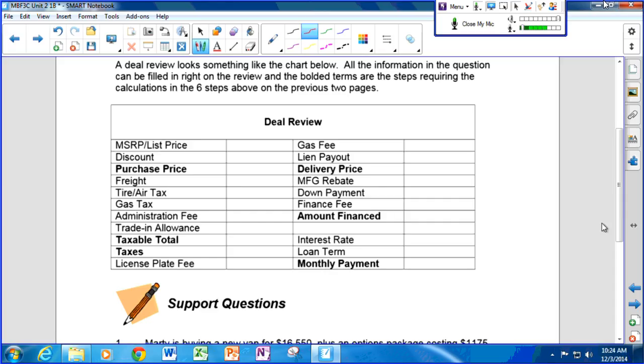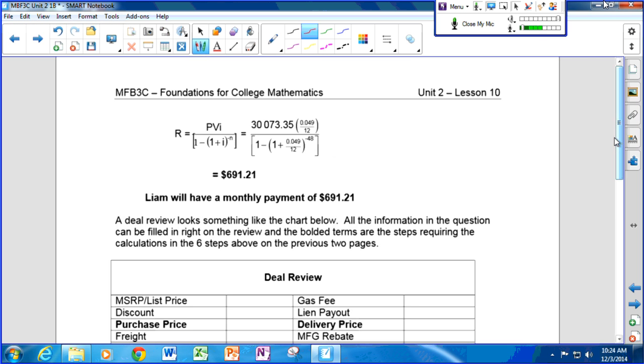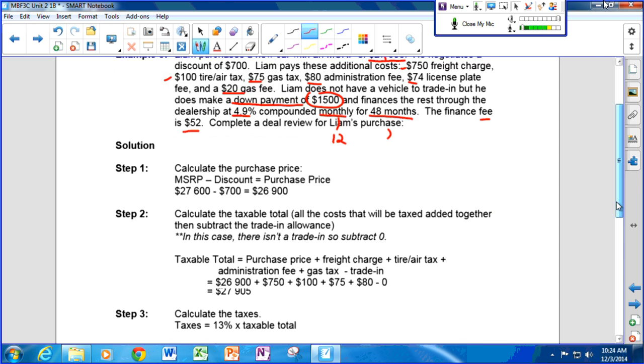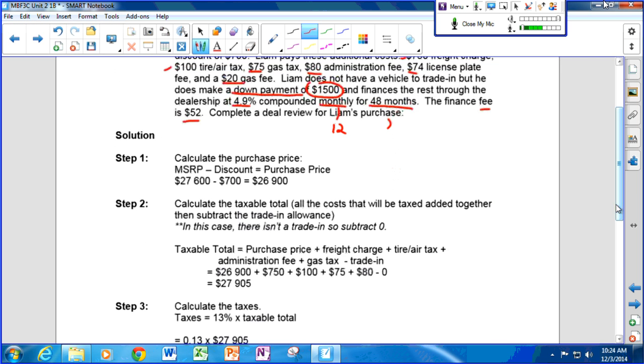So let's take a look at the steps. If you go through all these steps each and every time, you'll be fine, right? So the first thing is we want the actual purchase price, okay? So the purchase price is what he's actually going to pay for the vehicle. So the MSRP is that, but he got a discount, so this is the price that he's actually going to pay for the vehicle, okay?